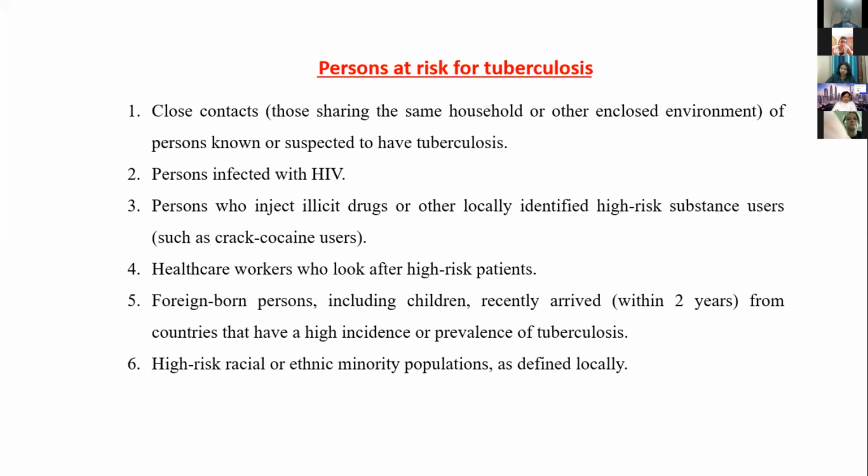Other high-risk groups include those who inject illicit drugs or other locally identified high-risk substance users, such as cocaine users, healthcare workers like us, and the clinicians who look after high-risk patients, foreign-born persons, including children, recently arrived from countries that have a high incidence or prevalence of tuberculosis.